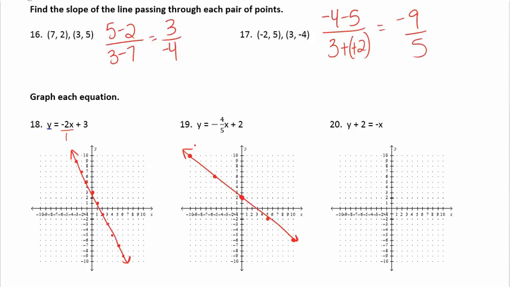Number 20 isn't quite in the right form yet. We want to subtract 2 from both sides to get y equals negative x minus 2, so that we're using the correct y-intercept, negative 2. Slope is negative, and it's just 1 over 1, so we're going up 1 over 1, and again, making sure that it's in the negative direction. So there's number 20.